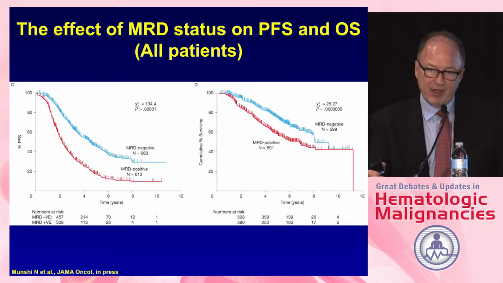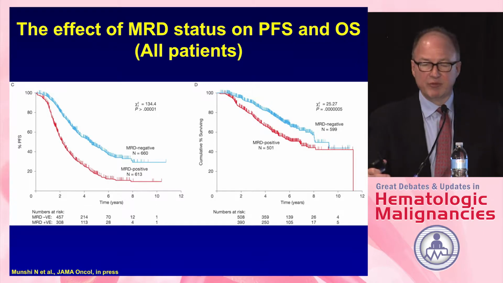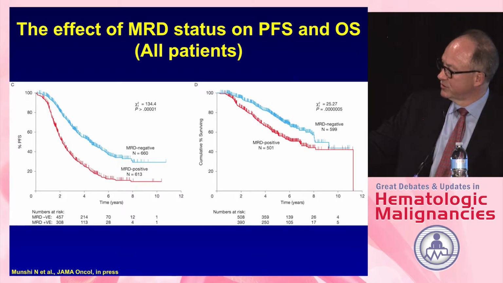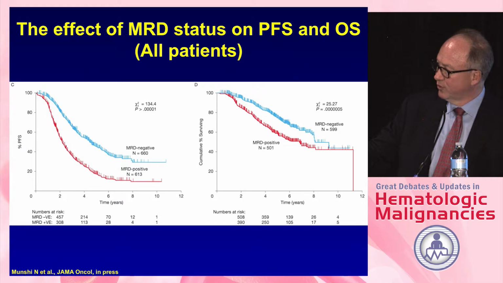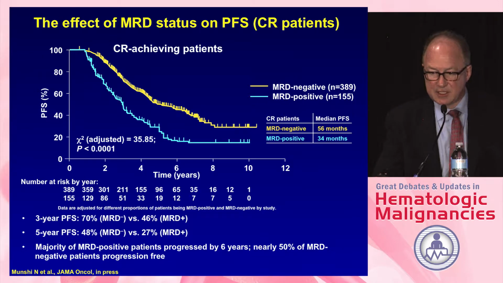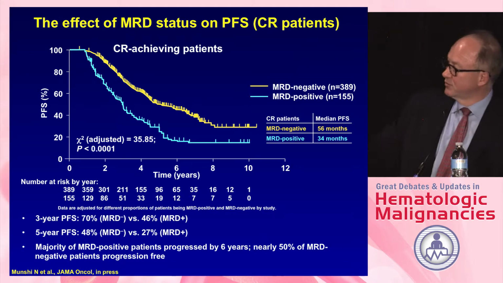I'm personally not a fan of reductionism in treatment. I think this disease warrants a continuum of therapy, and I think this kind of data emphasizes that point because, as you can see, if you're MRD negative, you're doing better, but you're still relapsing and still dying. This is indeed a CR-achieving patients from Nikhil's meta-analysis, and it emphasizes my point.